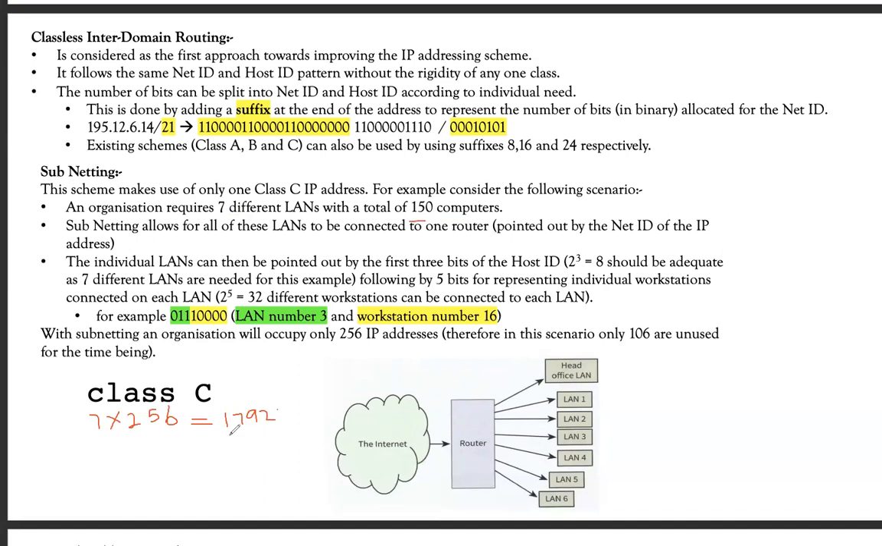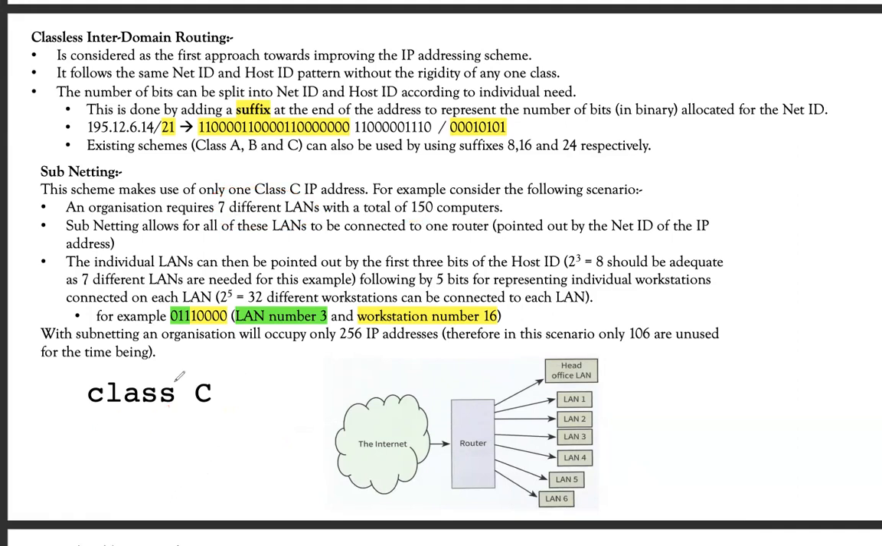Considering I need only 150 computers, I'm wasting upwards of 1642 IP addresses that are not used. I only need 150. This approach of taking up 7 net IDs to make 7 different LANs, with each class C net ID allowing for 256 computers, makes 1792 IP addresses, whereas I only need 150. That means 1642 IP addresses are being wasted. Now, to tackle this problem, instead of taking up 7 net IDs for 7 different LANs, I only take up 1 net ID.